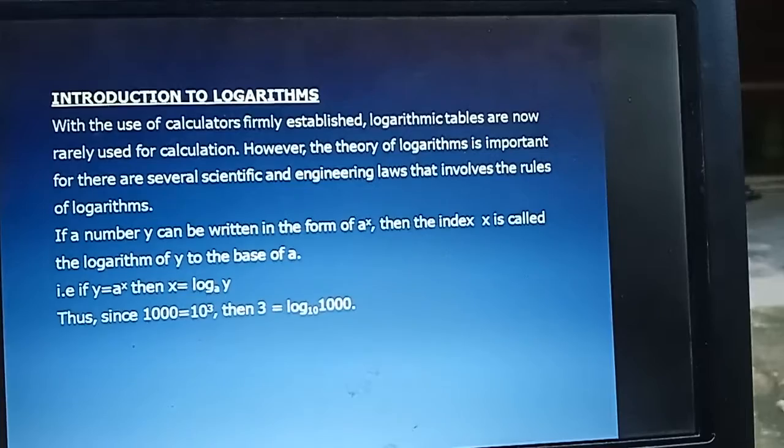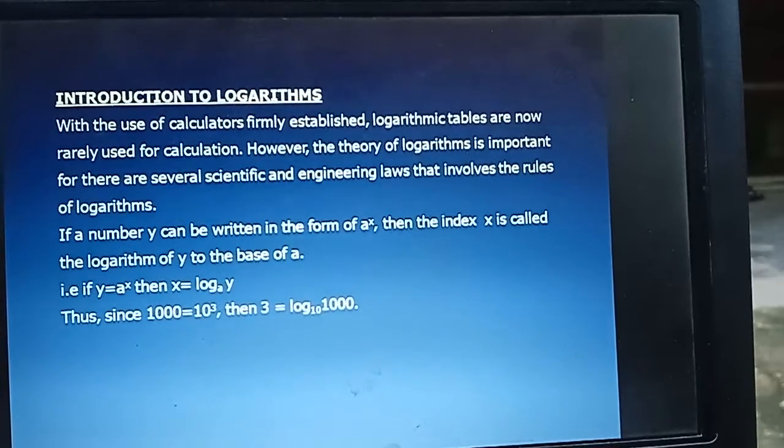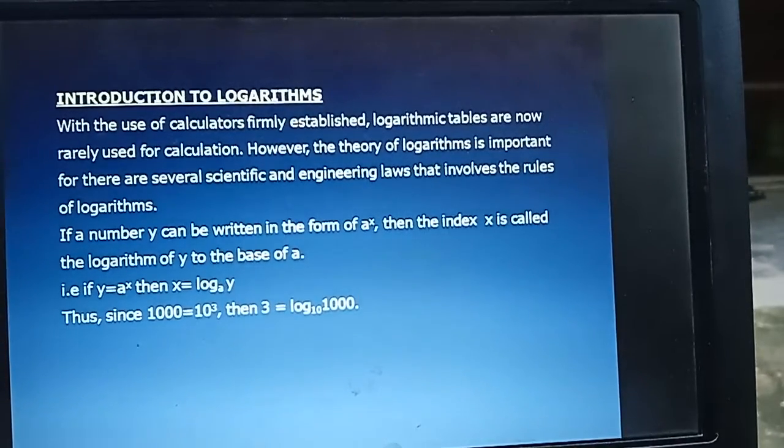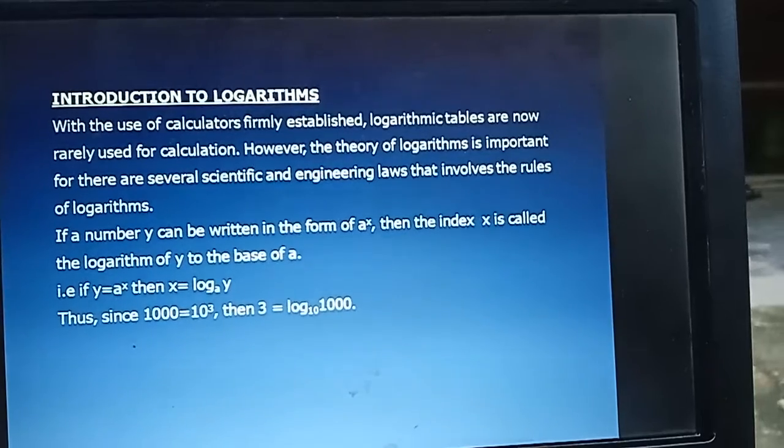If a number y can be written in the form a to the power of x, then the index x is called the logarithm of y to base a. That is, if y is equal to a to the power of x, then x is equal to log y base a. Our base here is a, and our logarithm there is x.